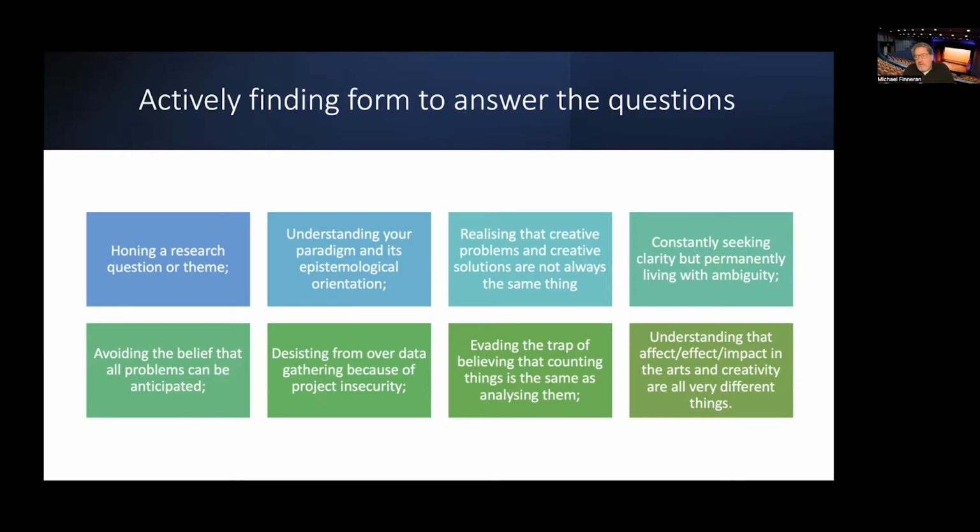In framing and in creating new work, I think it's massively important that we constantly seek clarity, but we permanently live with ambiguity. Research is neither linear, nor is it sequential. And what I mean by that is it never goes in a straight line. It never starts at point X and ends at point Y. Well, it does, but the intervening path can be much more of a squiggle and sometimes an abstrusion or a scrawl that goes back on itself and so on and so forth.